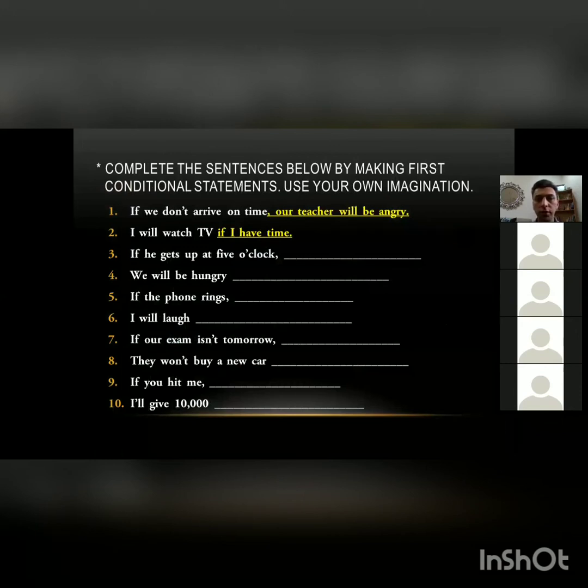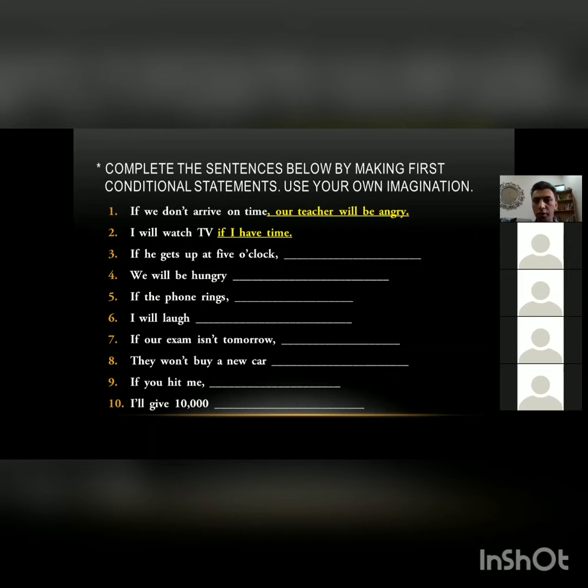Complete the sentences below by making first conditional statements. Use your own imagination. So we have 10 examples here. I have answered the first and the second example for you as a sample. Then you can go ahead with the others by yourself, because use your own imagination means use your own information. It depends on the student. You can have a different answer for this one or for this one, but it must be in a correct form, grammatically correct.